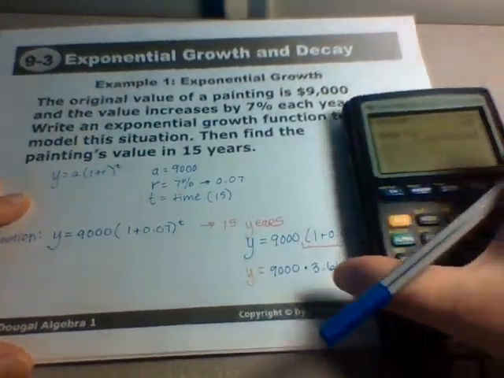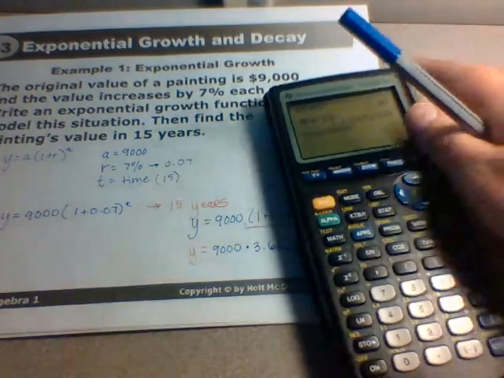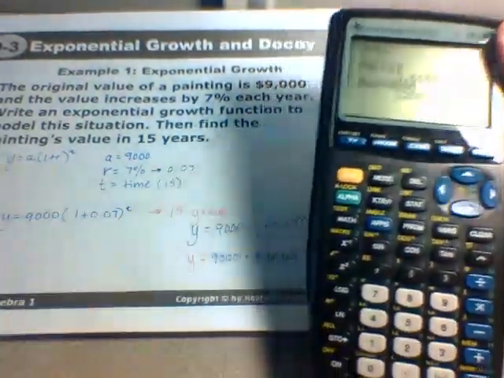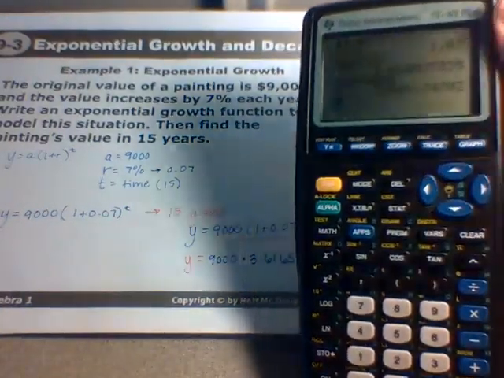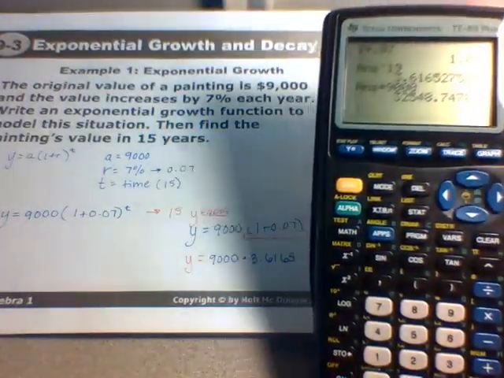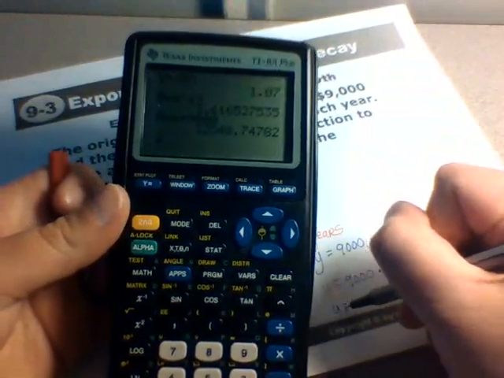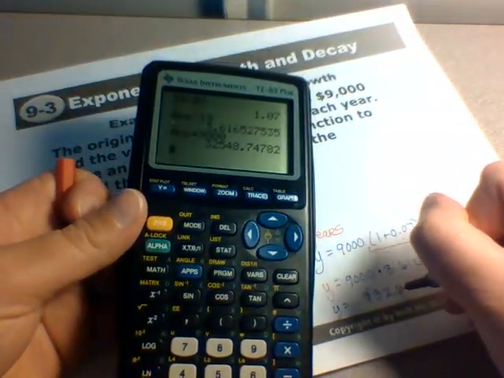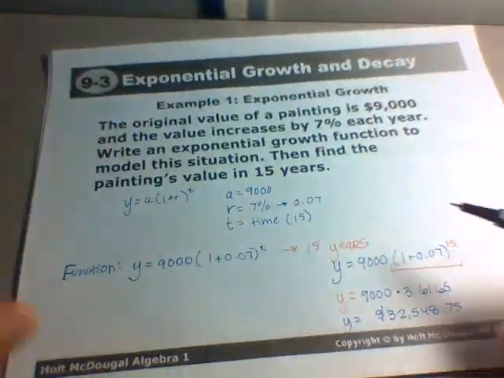So then we'll take that number and multiply by 9,000. So the answer times 9,000. And we realize that if you had a value of a $9,000 painting at 7% increase per year, after 15 years you are going to have a painting that is worth a lot of money. In fact, $32,548.75. That is a lot.